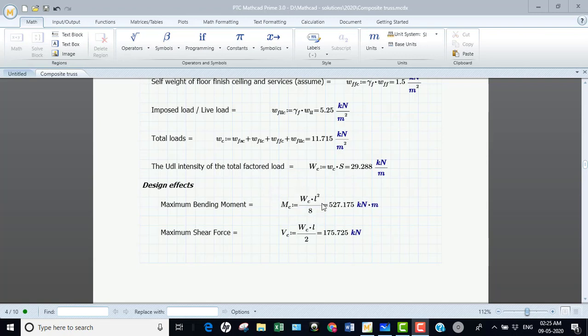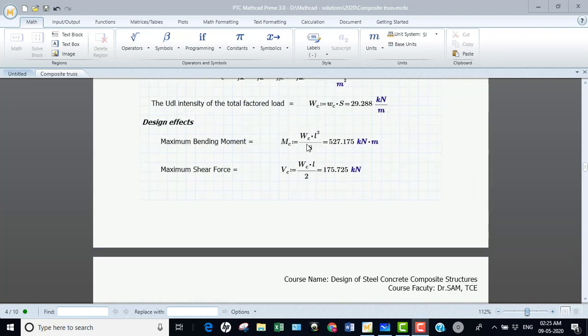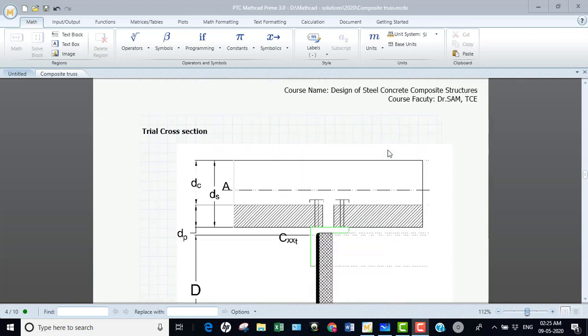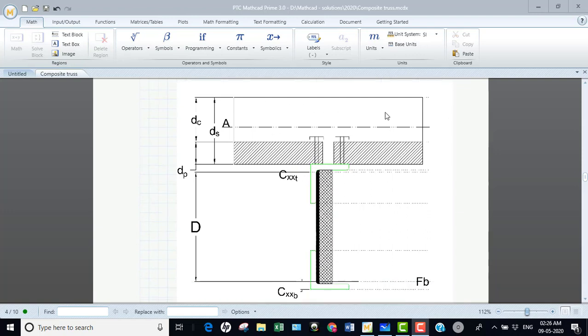This is nothing but WL squared by 8 because the composite truss is simply supported, and this is your shear force. Among the two, the moment is predominant. So we are going to design the cross section for the composite stage. This is the trial cross section I am going to adopt. Here this is the concrete slab part, that is concrete portion, decking sheet portion, and this is a top chord member, bottom chord member, this is a web member.